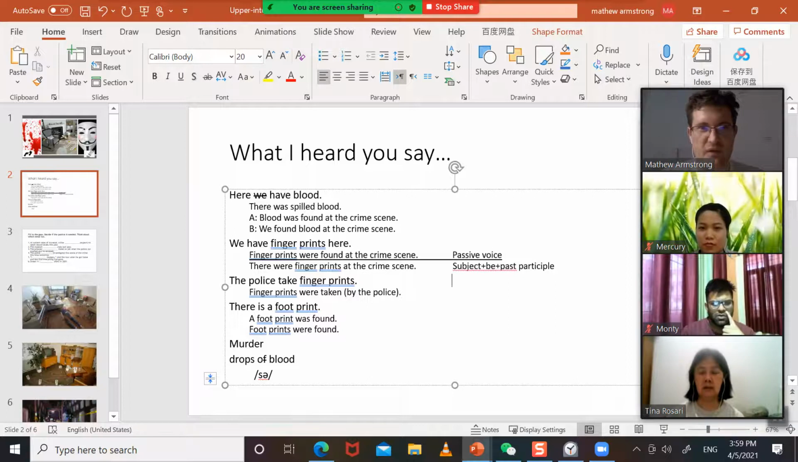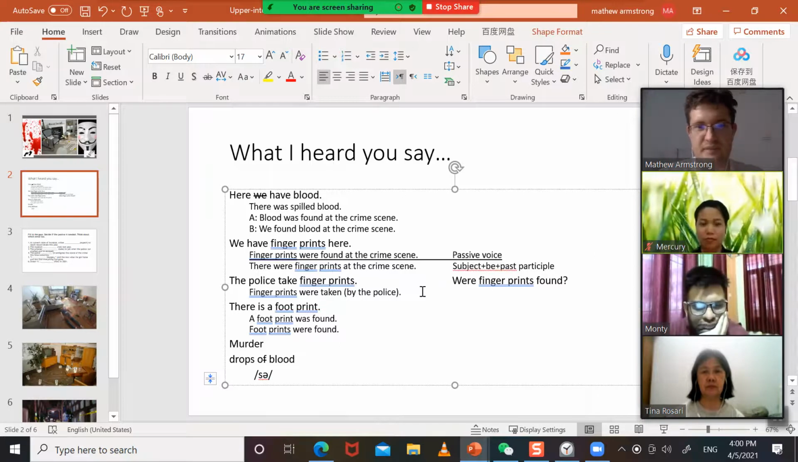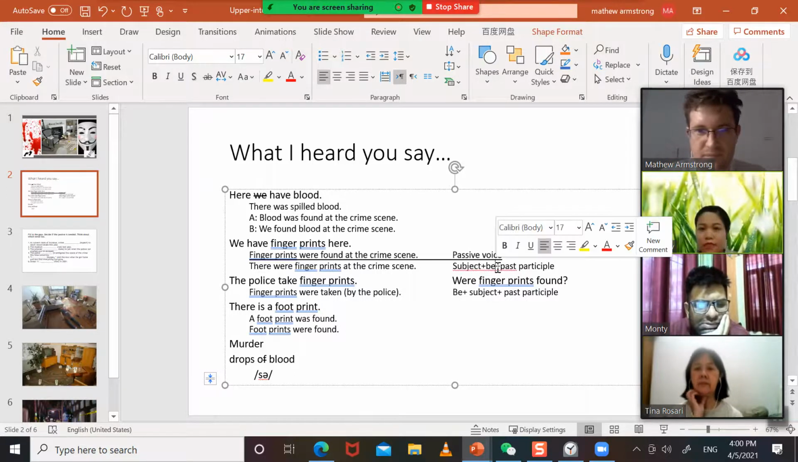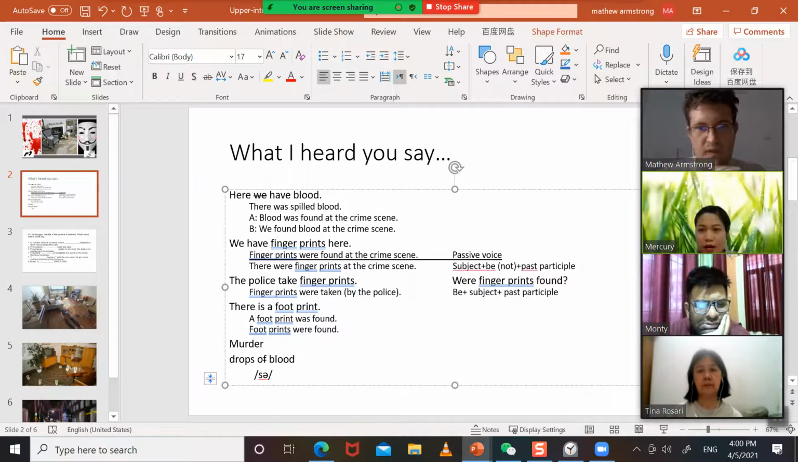So if it's fingerprints were found, then it's be. What was, what were, subject, found? Were fingerprints, right. So it would be subject. And if this is negative, where do we put the not? After be. After, yeah. After to be, not.